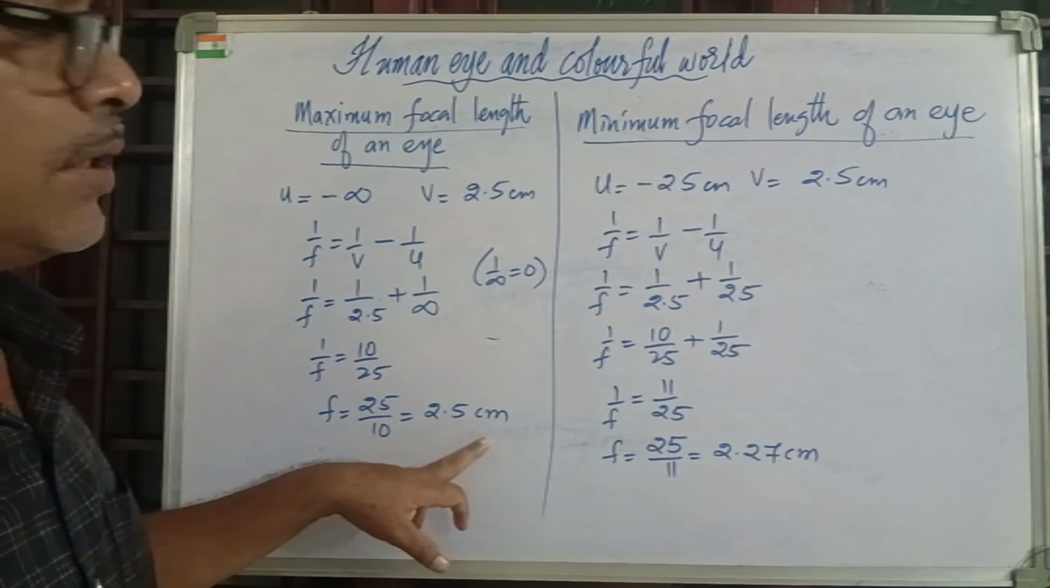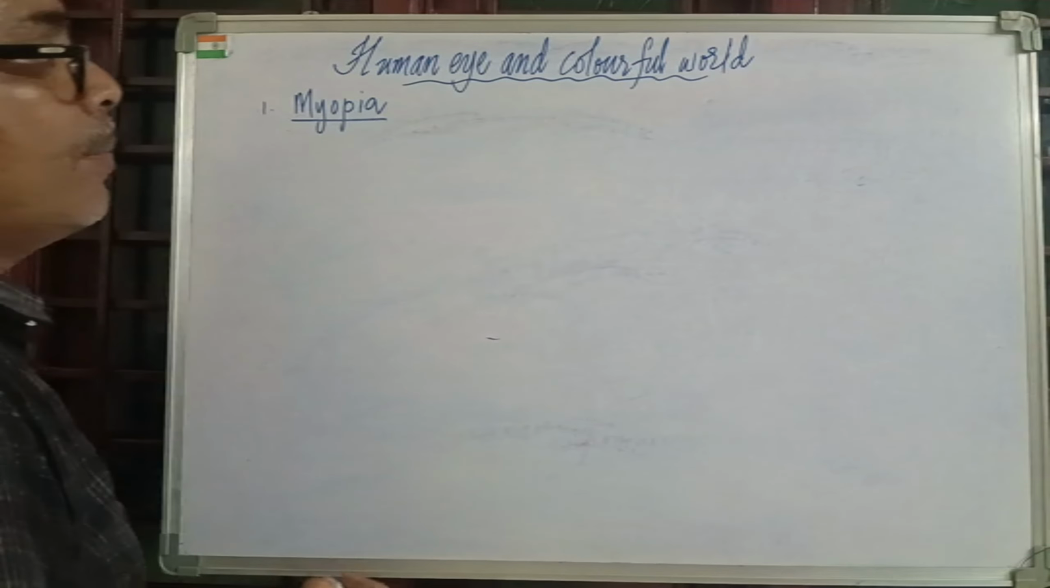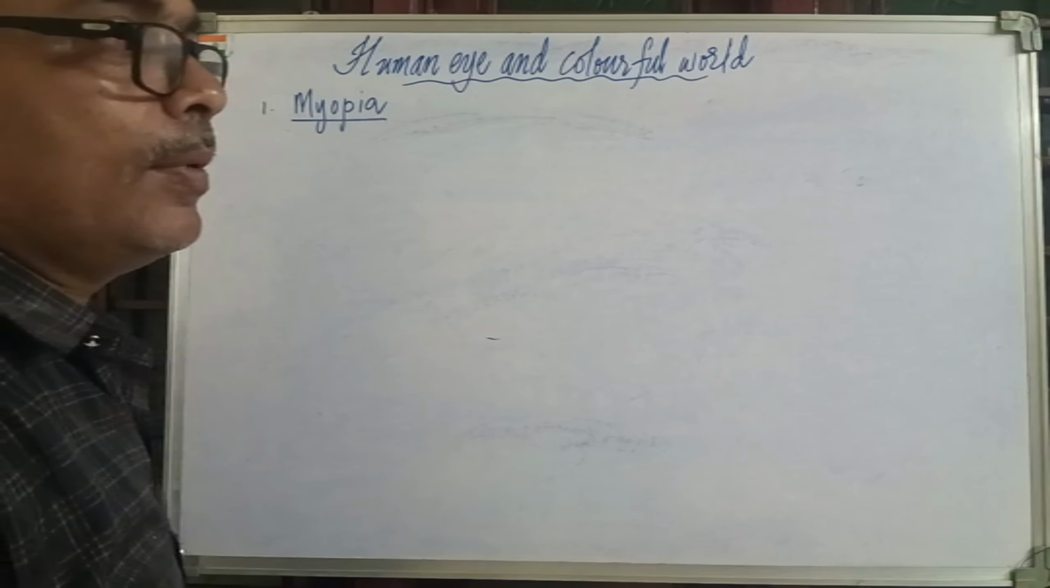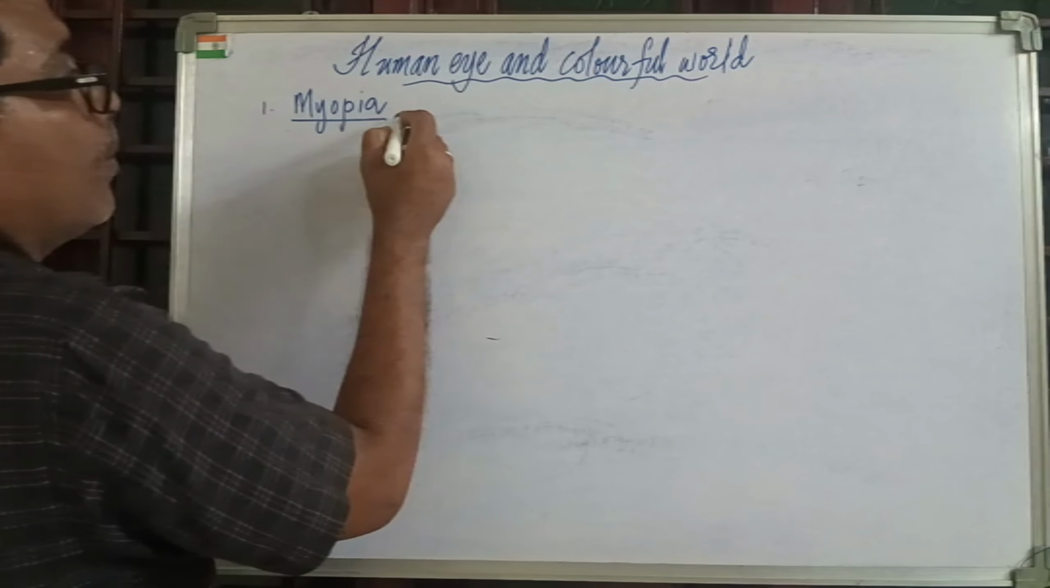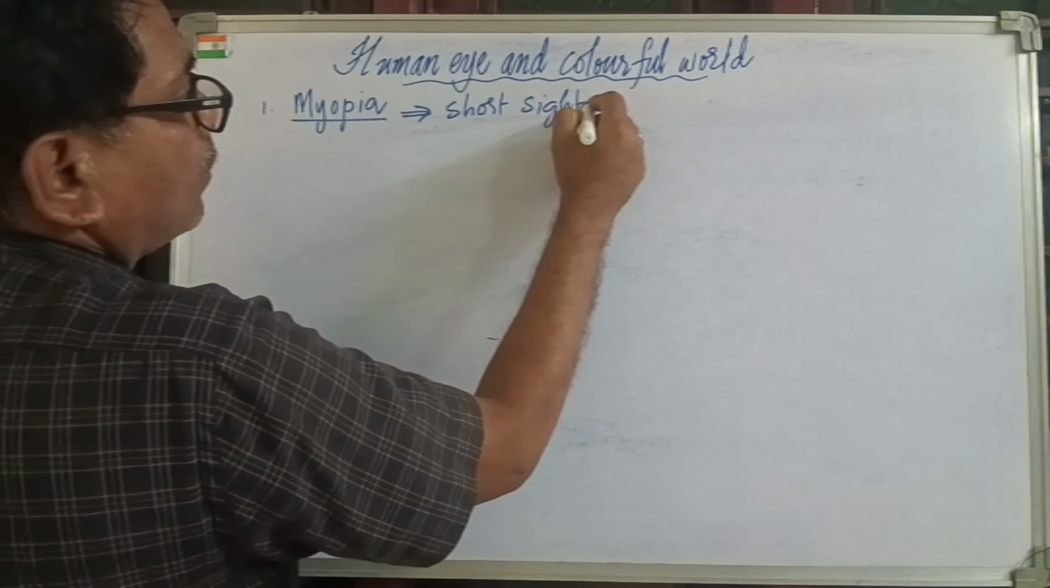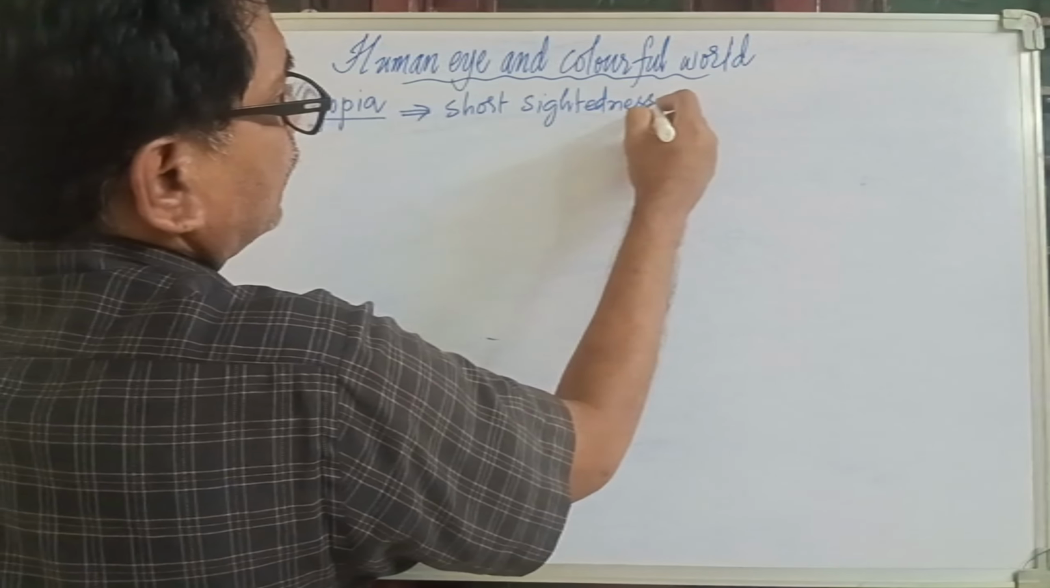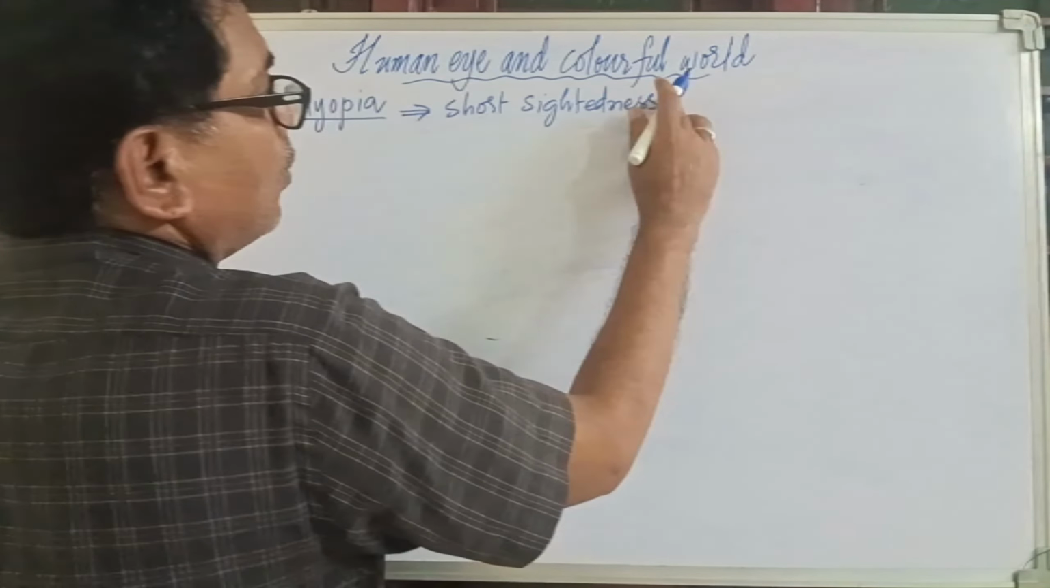Now this is up to the maximum and minimum focal length of an eye. Now we will see eye defects. There are mainly three eye defects. The first one is myopia, the next one is hypermetropia, and the last one is presbyopia. A person suffering from myopia is also called short-sighted. It can also be called nearsightedness. These are other names.